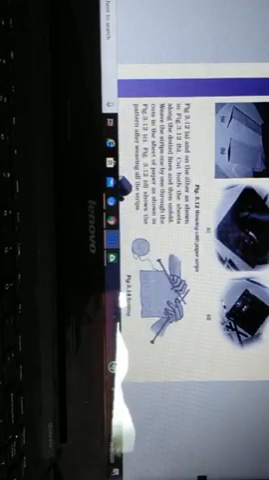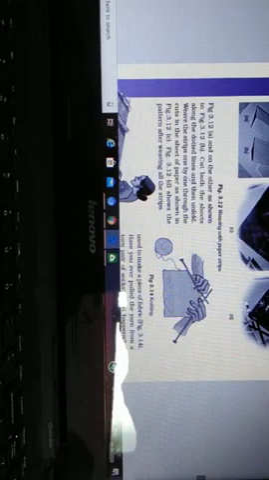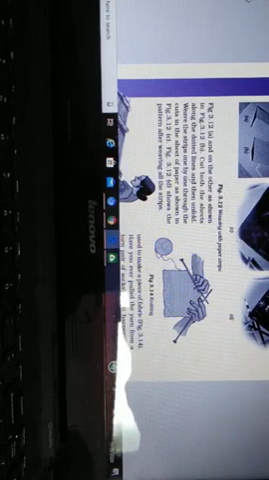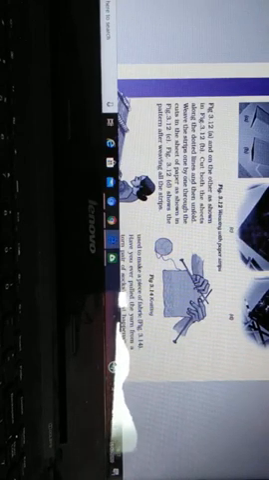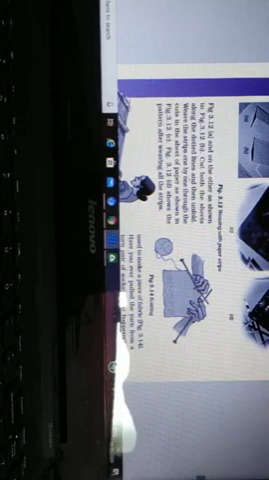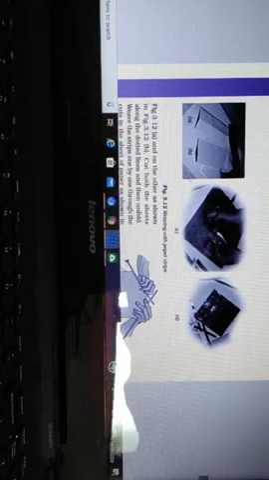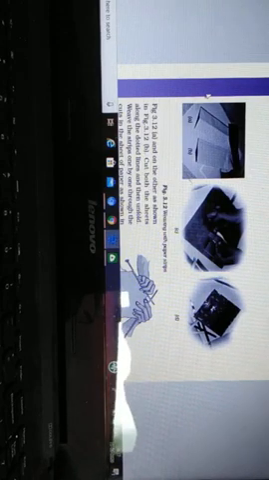Now we will go to the next page. See, you have to take two sheets, means two sheets of paper. These are two sheets of paper, A and B. You have to cut horizontally and vertically.